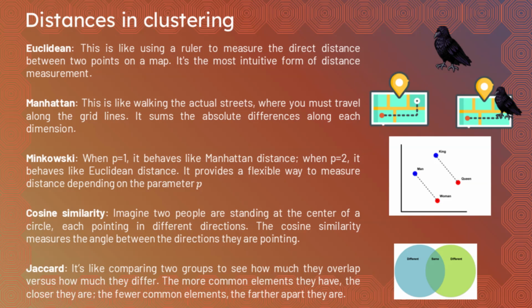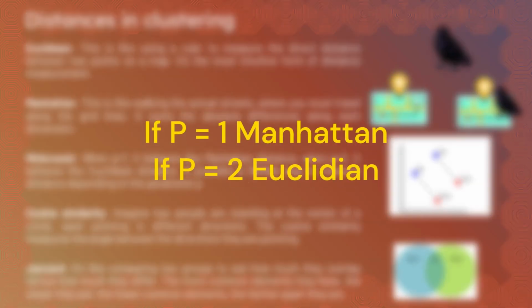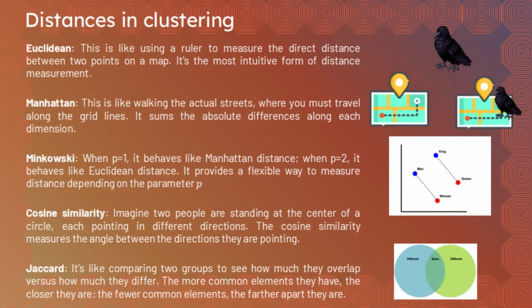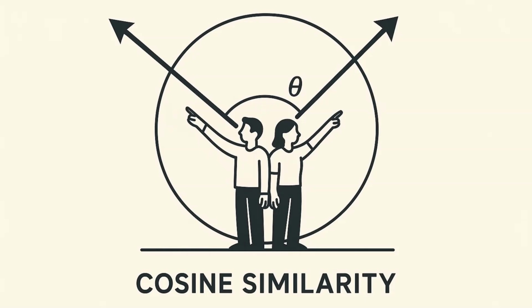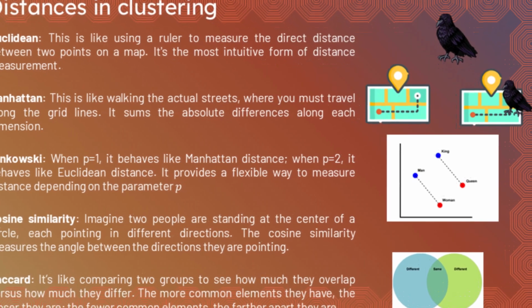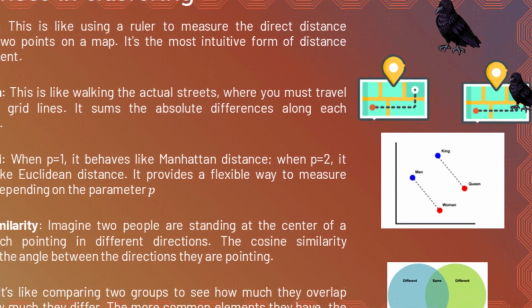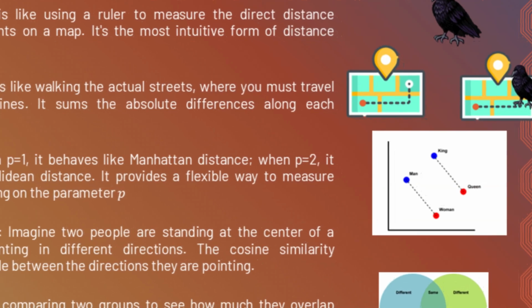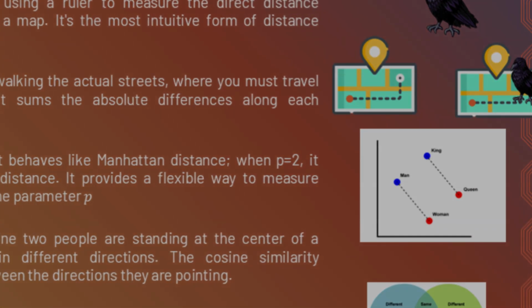Minkowski distance is a more flexible formula. When P equals 1, it becomes Manhattan distance. When P equals 2, it behaves like Euclidean. It gives us the ability to generalize based on our needs. Now, cosine similarity doesn't look at distance directly. Instead, it compares the angle between two vectors. Imagine two people standing in the center of a circle and pointing in different directions. In the chart here, you can see that woman and queen point almost the same way, so they're more similar, while man and queen are farther apart in angle.